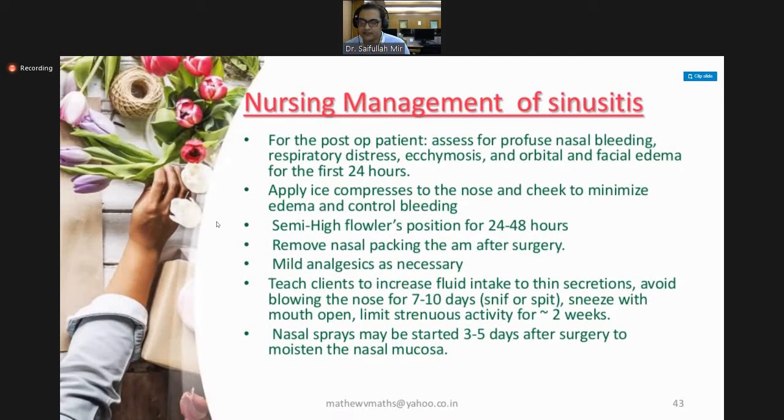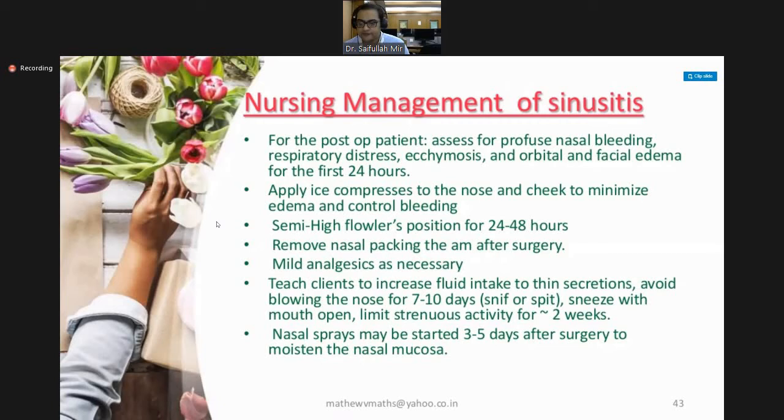They can have respiratory distress because of the dripping of the nasal secretion in the back of the throat post-operatively, and swelling around the eyes. Female patients and male patients sometimes tend to be worried about that. But just telling them it'll settle down in 2 weeks is sufficient. Allowing them to use cold compresses also helps, and the semi-Fowler's position, lying supine at 30 degrees.